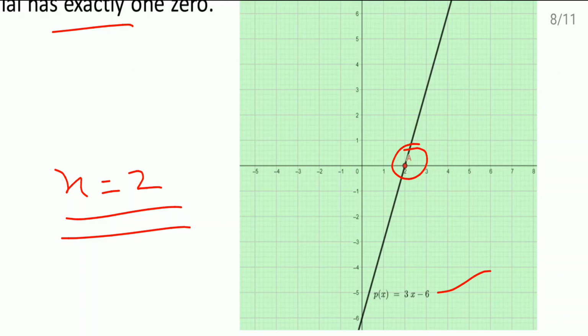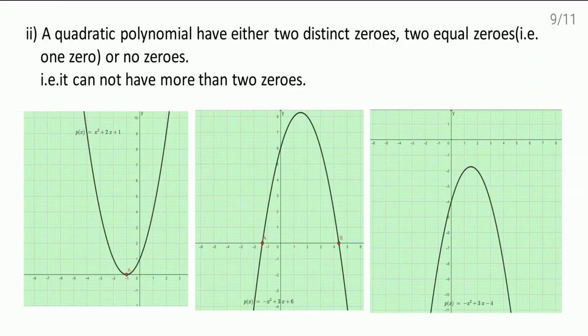Very simple. You don't have to solve, you just have to look at the graph, and wherever that graph is intersecting the x-axis, that point will be the zero of that particular polynomial. Right? Look at the quadratic polynomials.